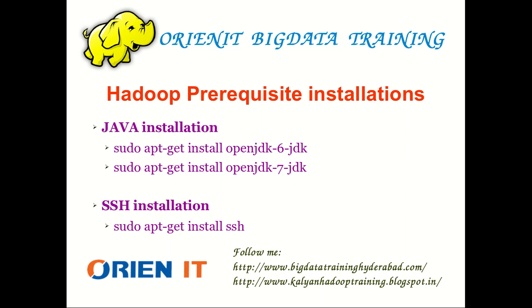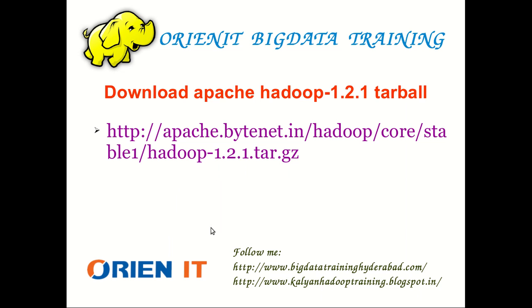After completing the Java installation, we need one more prerequisite for the Hadoop installation, which is SSH. The installation command is sudo apt-get install ssh. These are the commands I'll execute first. Once that is completed, I'll download the Apache tarball from the given link. The version number is Hadoop 1.2.1, which I'll be executing as part of today's discussion. Let me proceed one by one.